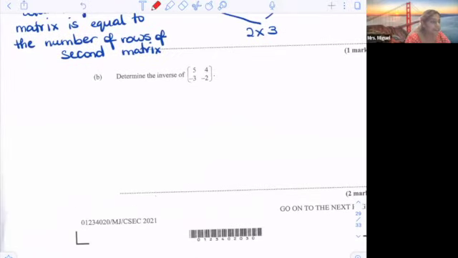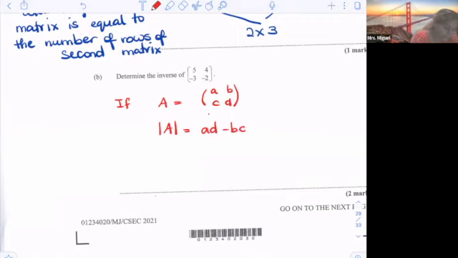Find the inverse. So to find the inverse, we need to find the determinant. So the determinant, if A is A, B, C, D, then the determinant of A is A by D minus B by C. So I want you to do it. 5, 4, negative 3, negative 2. So the determinant of A across opposite ends of the diagonal.